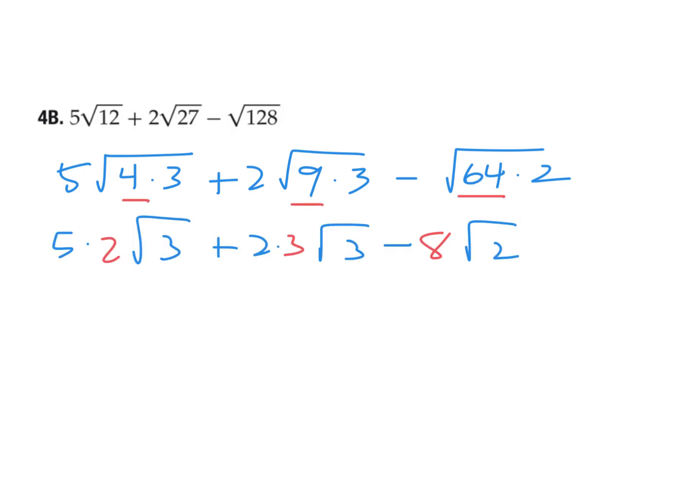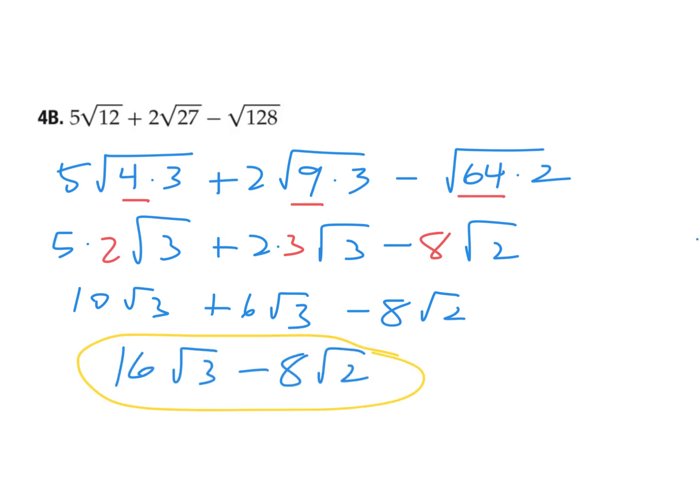Okay. So this is 10 root 3, 6 root 3, minus 8 root 2. So I'm going to be able to combine these together. But because this is a root 2 and this is a root 3, I'm going to have 2 terms. All right, so there's my 10 root 3 plus 6 root 3. So I have 16 root 3.